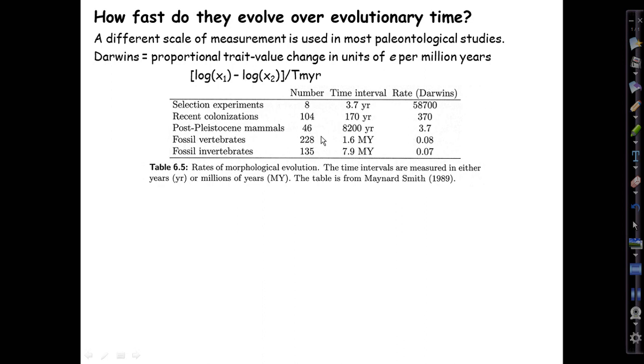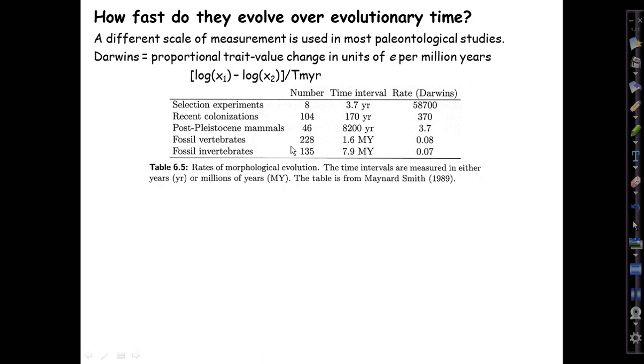Post-Pleistocene mammals from the fossil record, 46 such cases, with average time intervals of a few thousand years, show net changes on the order of a few Darwins, but that's 2 orders of magnitude less than the recent colonizations.